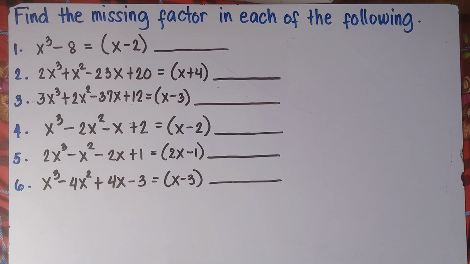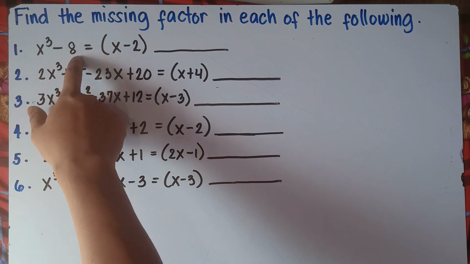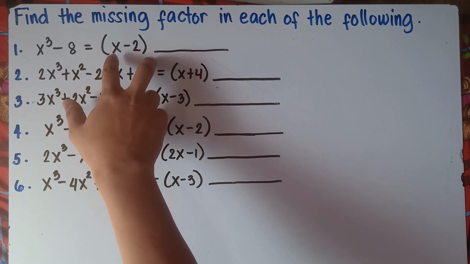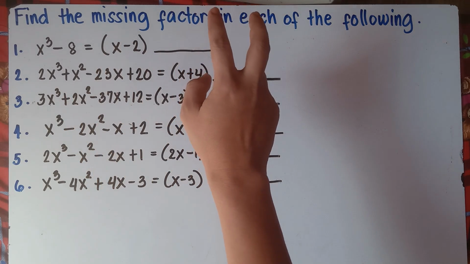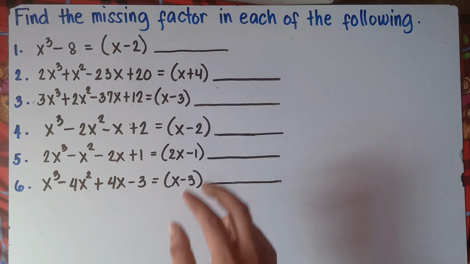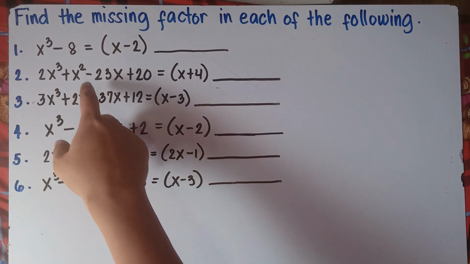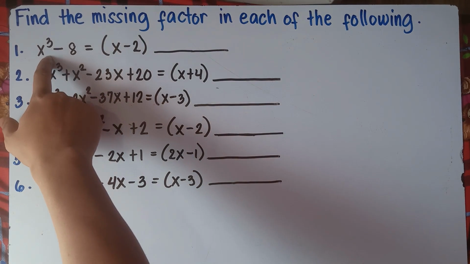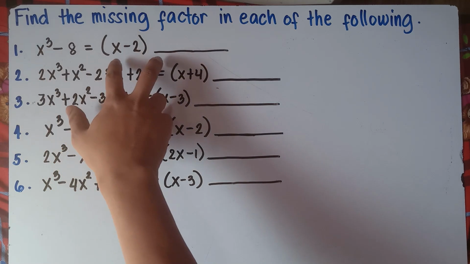Our topic for today's class is we're going to find the missing factor in each of the following polynomials. So without further ado, let's do this topic. We have given x cubed minus 8 equals x minus 2, and we are told to find the next factor. So once again, to find the factor, just simply divide this given x cubed minus 8 by this divisor.